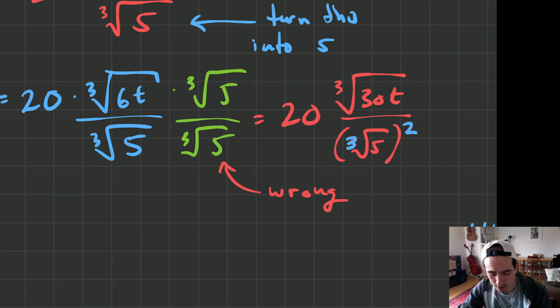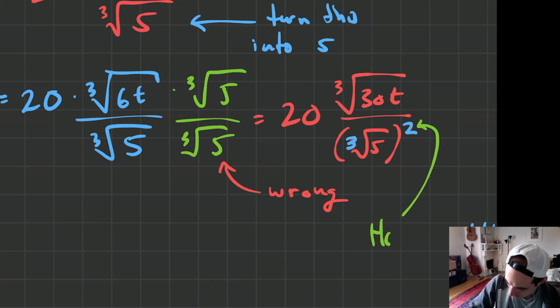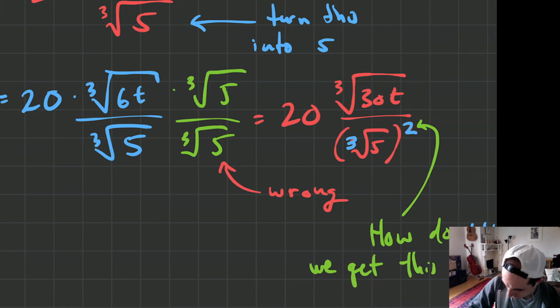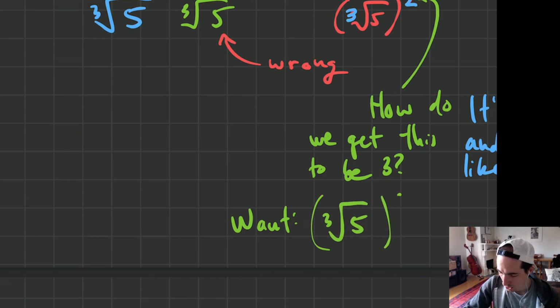So we have to ask ourselves, how do we get this exponent to be 3? Because we want the cube root of 5 cubed. That's what we're going for. If we can find this, then the cube root of 5 cubed is just 5. And that's our goal. That's what we really want to get.